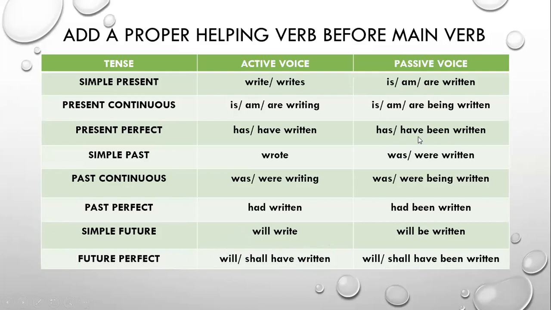See, has, have been, had been, will, shall, have been. So in all perfect cases, been comes, and in continuous, being comes: is, am, are being, and was, were being. But in simple tenses, it is is, am, are, it is was, were, and in future it is will be. Okay.